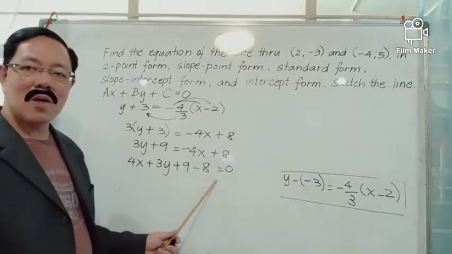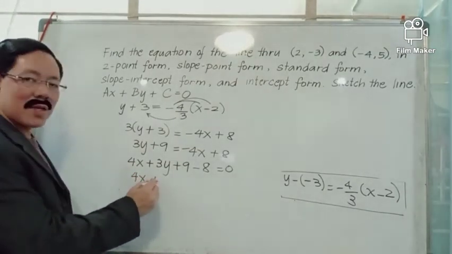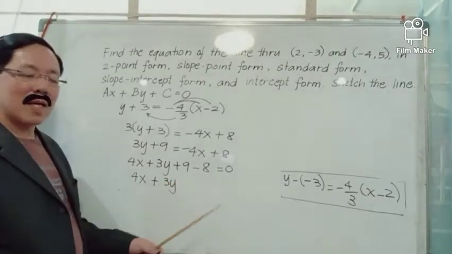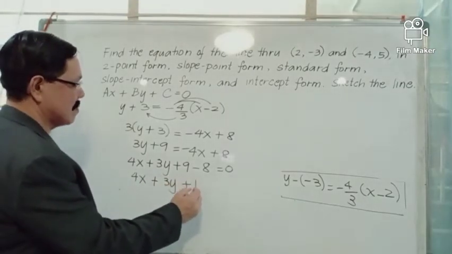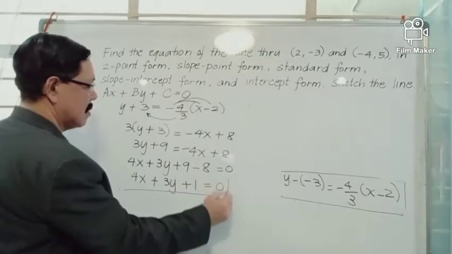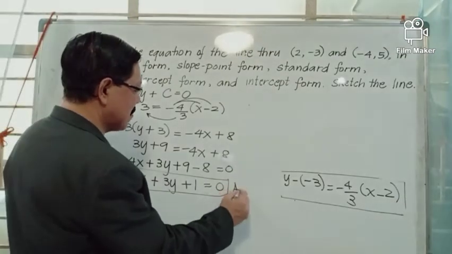And we combine the constant terms. We have 4x plus 3y, and 9 minus 8 is 1, equals 0. This is the equation of the line in standard form.